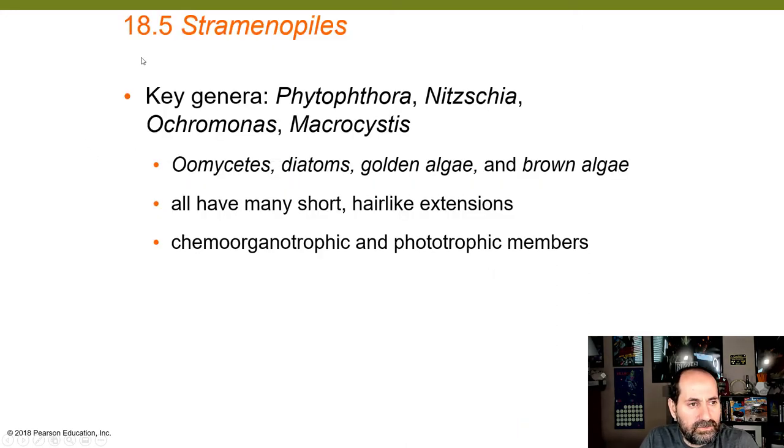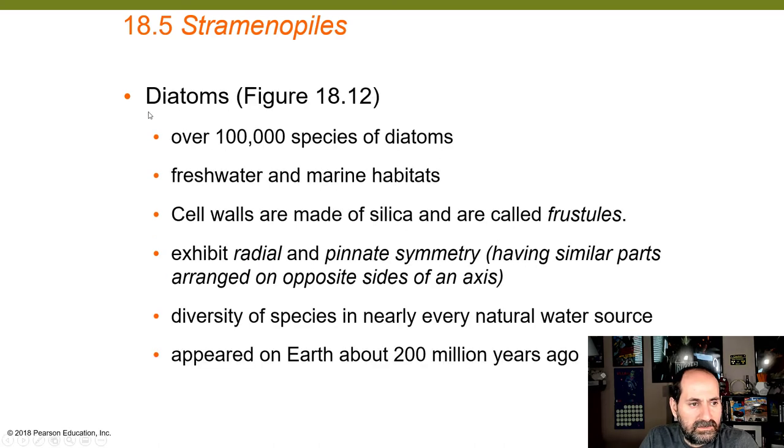Let's move on to another group of protists. These are called the Stramenopiles. These include the Oomycetes, the diatoms, golden algae, brown algae. All of them have many short hair-like extensions. Let's start with the diatoms. Diatoms you've probably seen before in pictures in your textbooks or in the lab. I know in biology 1406 we take a look at some neat looking diatoms under the microscope. There's over 100,000 species of diatoms, so they're very diverse.